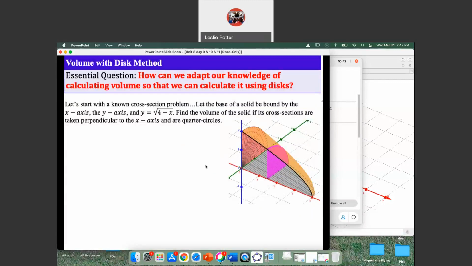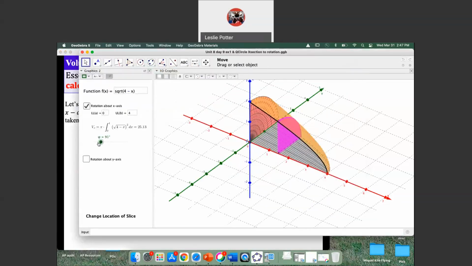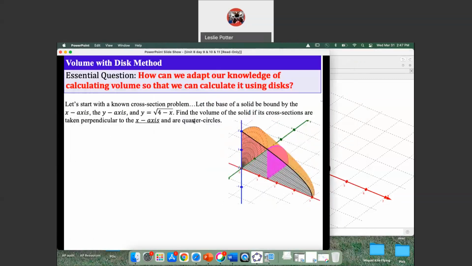If we look at a problem that we could have done using solids with known cross sections, let's take a look at this, where we have the base of a solid that's bound by the x-axis, the y-axis, and the parabolic relationship y equals the square root of 4 minus x. That looks like this enclosed region. It says find the volume of the solid if its cross sections are taken perpendicular to the x-axis, and with quarter circles. So you can see this quarter circular shape.